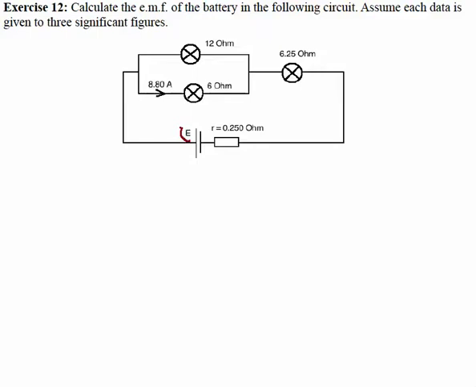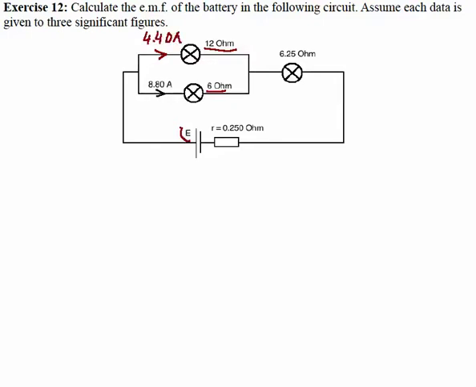The first thing I can calculate is the current in this branch of the circuit. I can do it just by using conceptual reasoning. If this resistance is 6 ohms and that one is twice more, then the current in here should be half what it is in the bottom branch. So that current should be 4.4 amps.